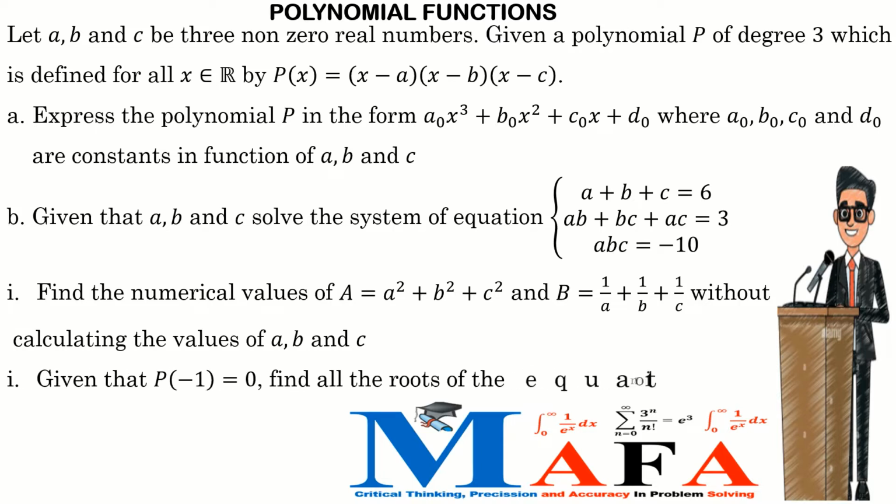And Roman 2, given that p of -1 is equal to 0, find all the roots of the equation p of x is equal to 0.